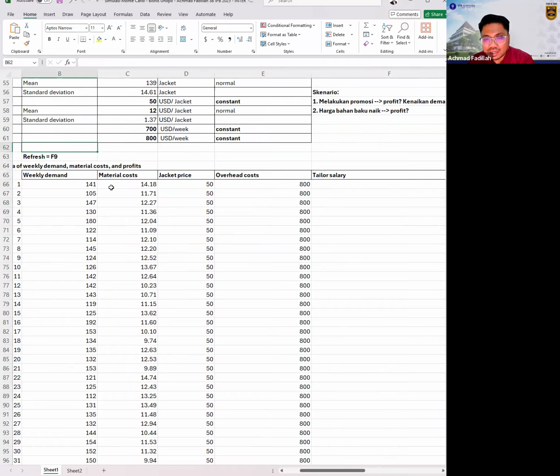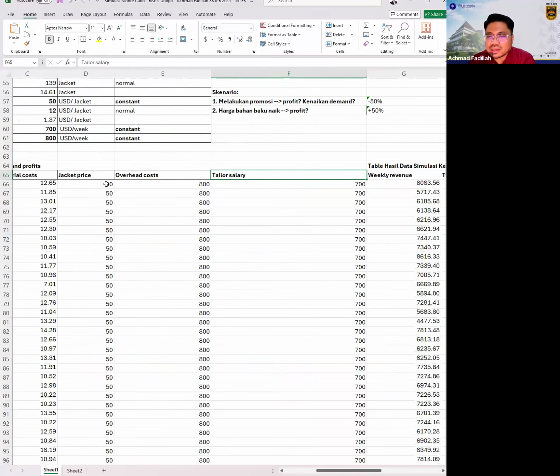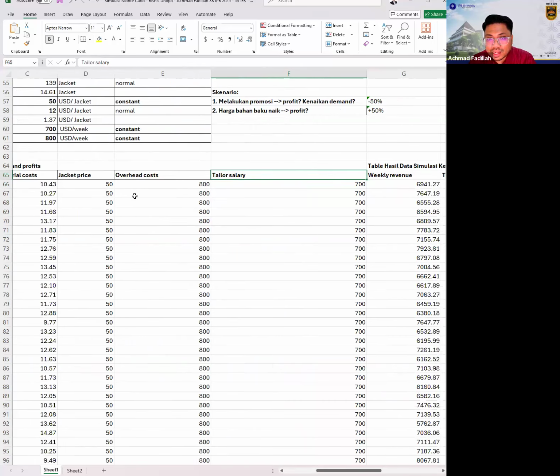And what happens, maybe some of you ask me, if we refresh this condition with the normally distributed inputs, these two, and this with constant. Of course, if you press F9, only these two variables or input parameters, weekly demand and material cost, have a distribution and a standard deviation, and will change every time you press F9. Every iteration, they have a different number. But in a different story, these three never change, even if you press F9.